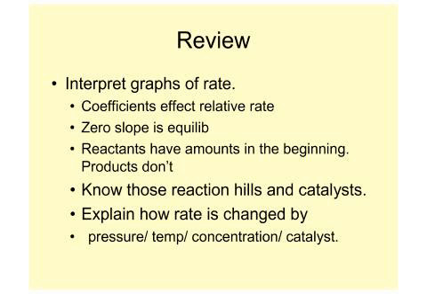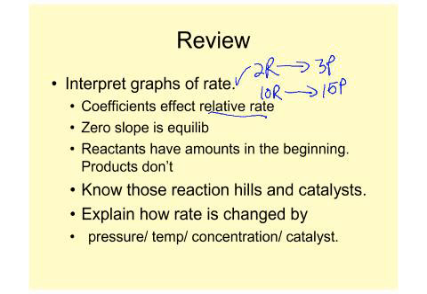Let's review. You have to be able to interpret graphs of rate. So that was the very beginning thing that we did. Coefficients affect the relative rate. So what that means is if I have two reactants yielding 3 products, if I tell you that 10 reactants disappear, that means I should have 15 products up here. There's a question or two in that first worksheet you did where you had to be able to make a relationship between the coefficients and the amount that changes for the same unit of time.